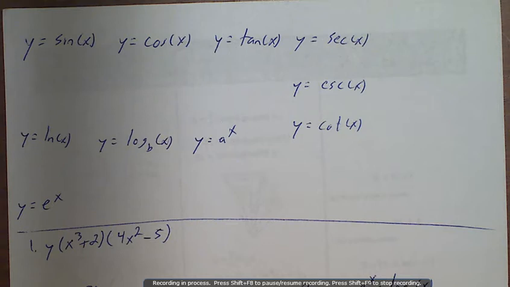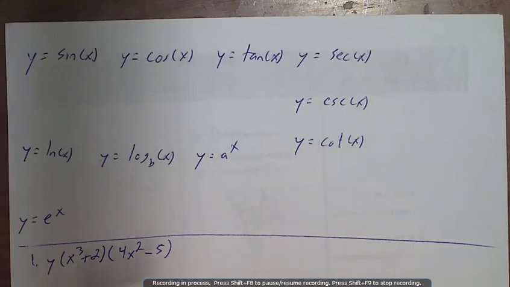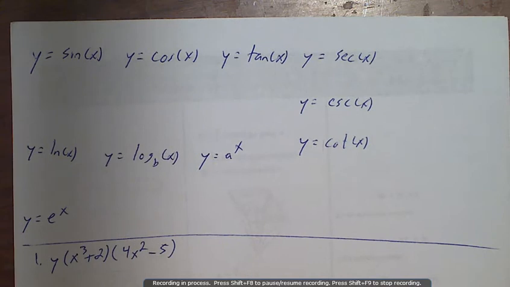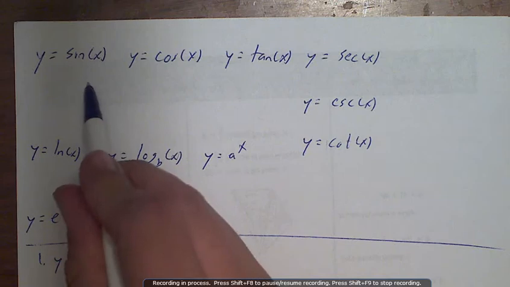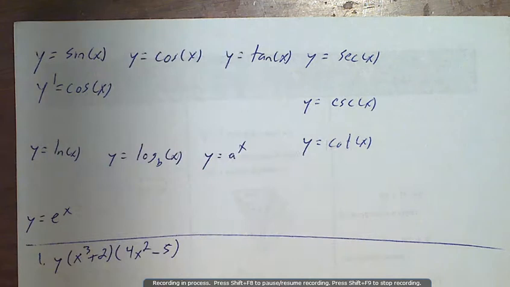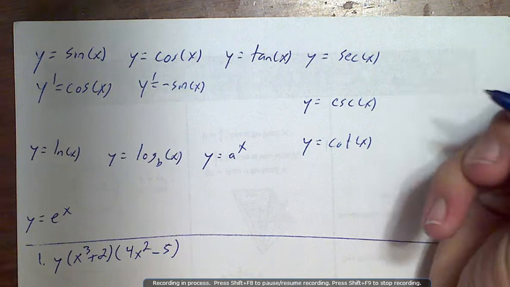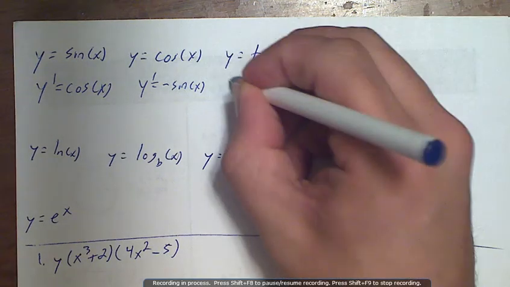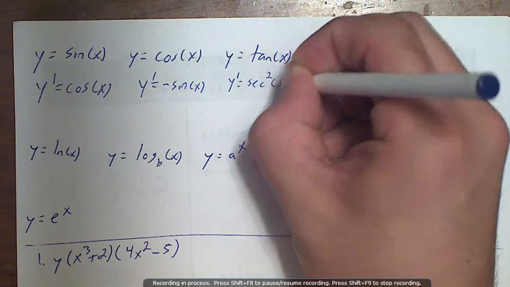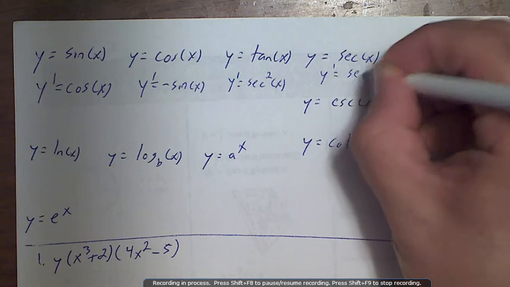Now, like you guys have in your packet, there's six trig functions and four exponentials. All it is are the shortcuts of the derivative. For example, the derivative of the sine function is cosine. The derivative of cosine is negative sine. The derivative of tangent is secant squared of x. The derivative of secant x is secant x tangent x.